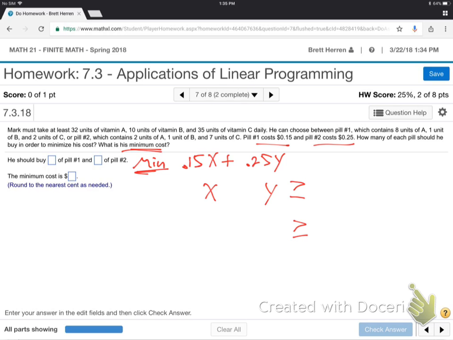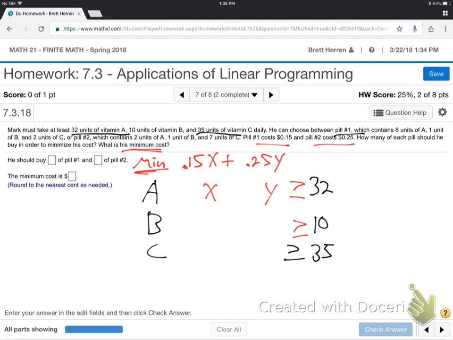It says 32 is what's needed for vitamin A, and then there's vitamin B, and then there's vitamin C. Okay, there's going to be 3 of these. So vitamin A has got to be 32, vitamin B has got to be 10, and vitamin C has got to be 35.